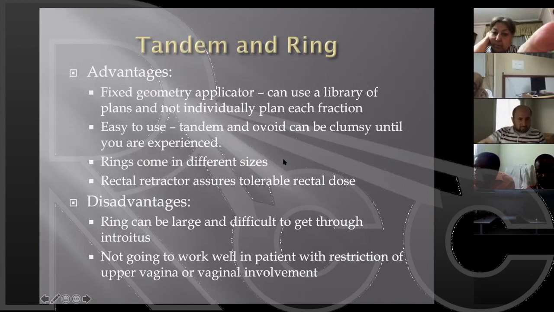Rings come in different sizes. That's an advantage. Choose the size that fits the patient's anatomy. And tandem and rings do have a rectal retractor that assures tolerable rectal dose. Disadvantage, for me, I use tandem and ovoid because I have a hard time getting the ring through the introitus on many patients. So a large ring can be difficult to use. Smaller rings should work. And it's also not going to work in a patient with restriction of the upper vagina diameter or with a lot of vaginal tumor involvement.